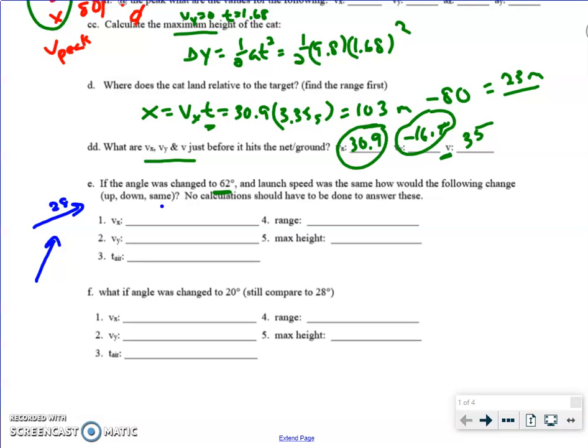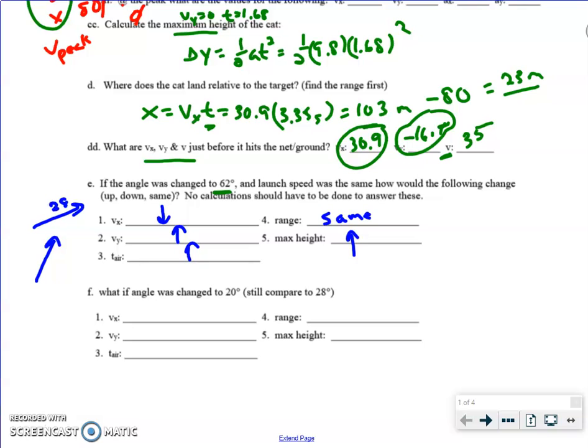62 is less horizontal, so the horizontal velocity is going to decrease, as less of that 35 is going to be horizontal, therefore more of it's going to be vertical. If it's more vertical, it's going to be in the air longer. The range has to do with how close to 45, so 62 and 28 are complements, so that's going to be the same. And the maximum height is going to increase because we're more vertical.